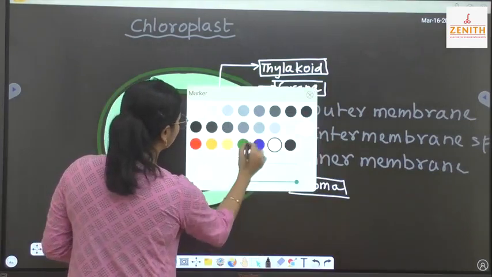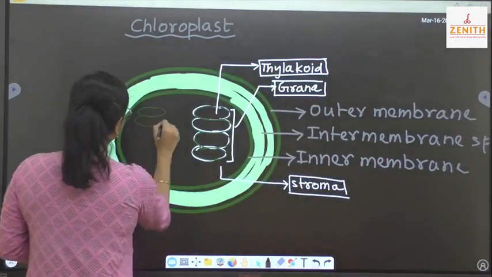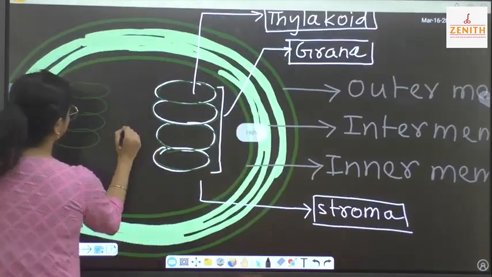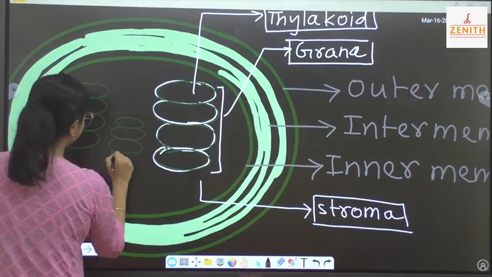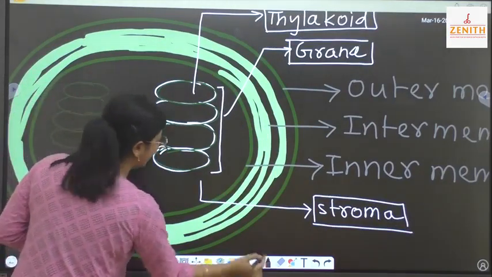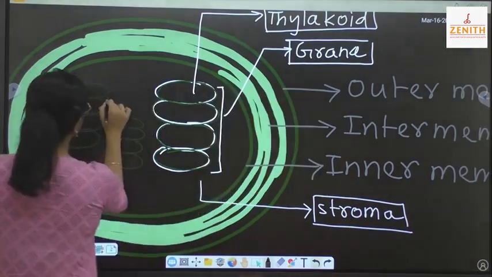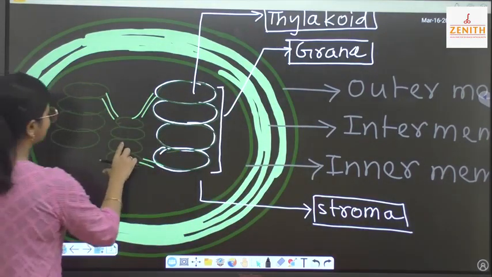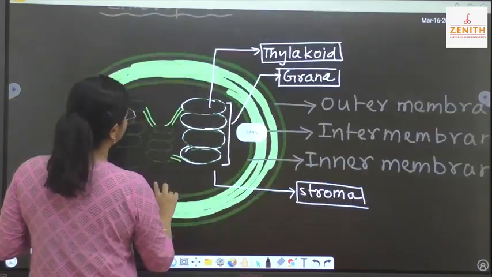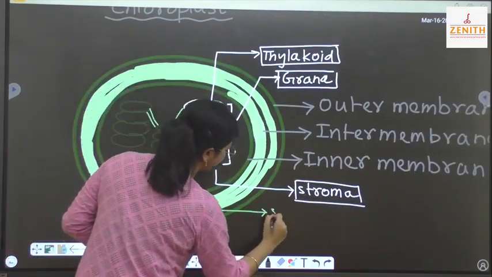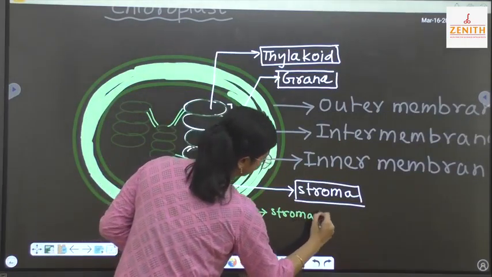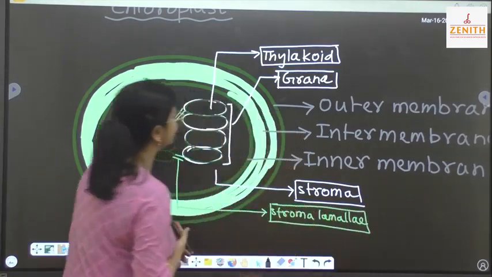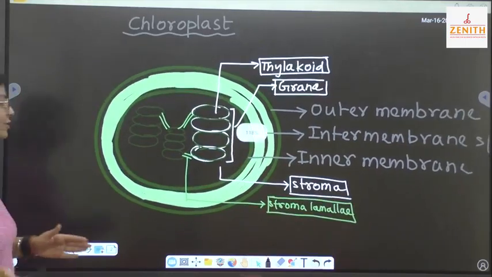We will see so many granas are present here, and each of these grana is connected by a lamellae, which is known as stroma lamellae. So the grana are basically connected to each other by the presence of some lamellae. These are the stroma lamellae. So this is about the structure of the chloroplast that we also have studied previously.